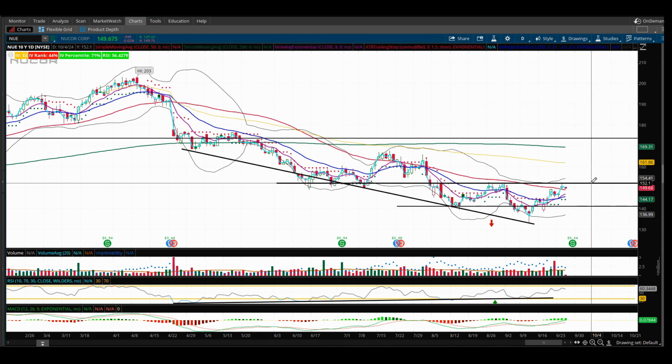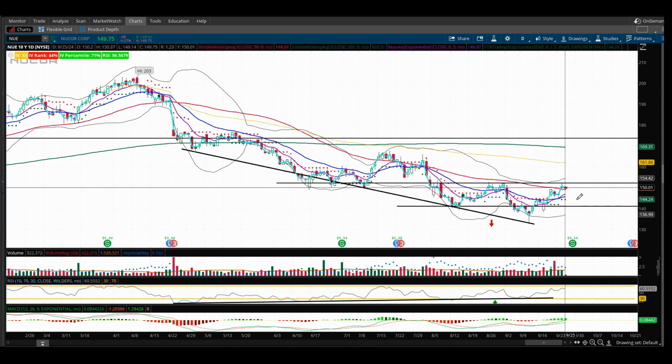Now, if it does break through 152.50, that would be your other entry point, either as a second entry, assuming the stock pulled back and you bought it down here. Once it breaks through 152.50, I would move up my stop on the initial purchase, add to the position on the breakout, and then set that stop somewhere around 148 or so, just below the 50-day moving average.